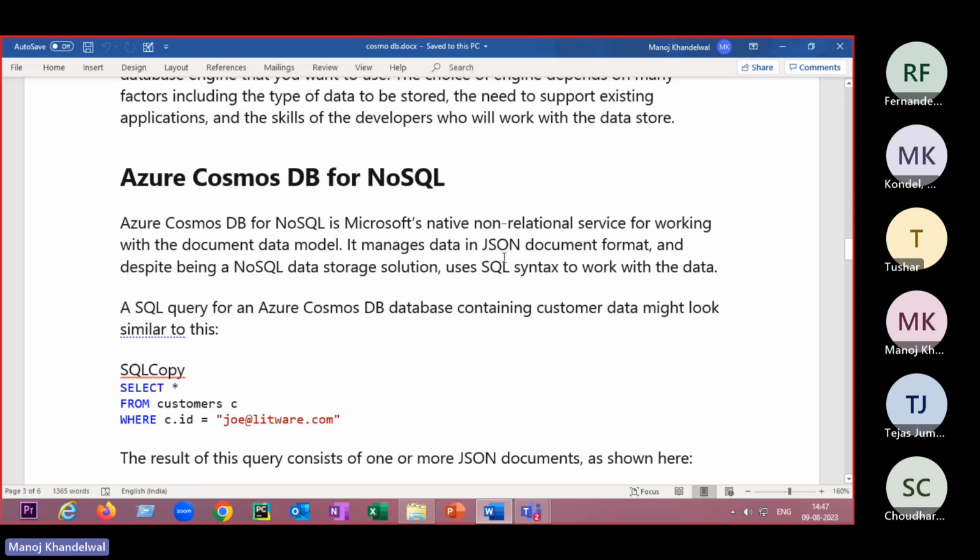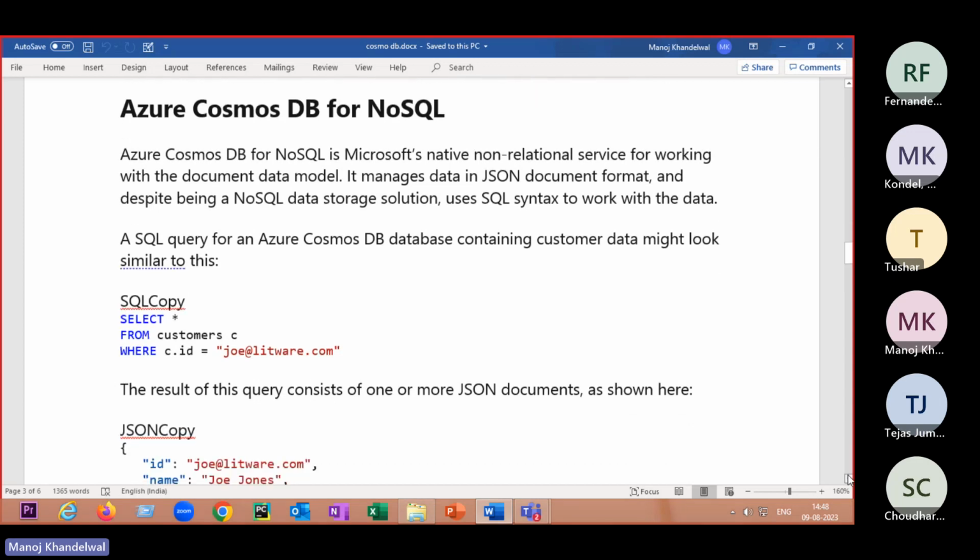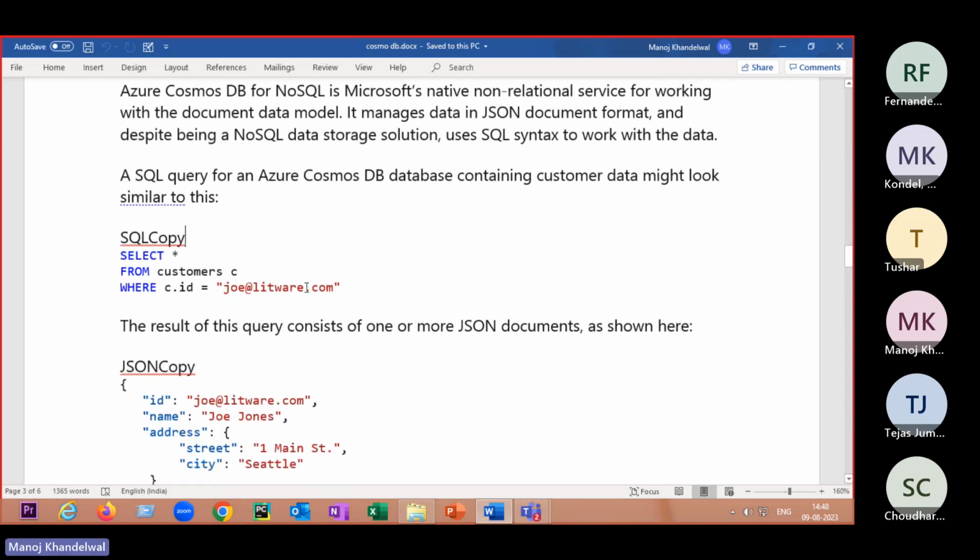It manages data in JSON document format, and despite being NoSQL data storage, it uses, and this is very important, SQL syntax to work with the data. Even if your data is not in the tabular form you are aware of, but is actually in JSON form, when you query, you'll query using the SQL format. In the next class, we'll do a practical on this. I have designed one practical also for this. Today I'm taking theory. Next class we'll do a practical.